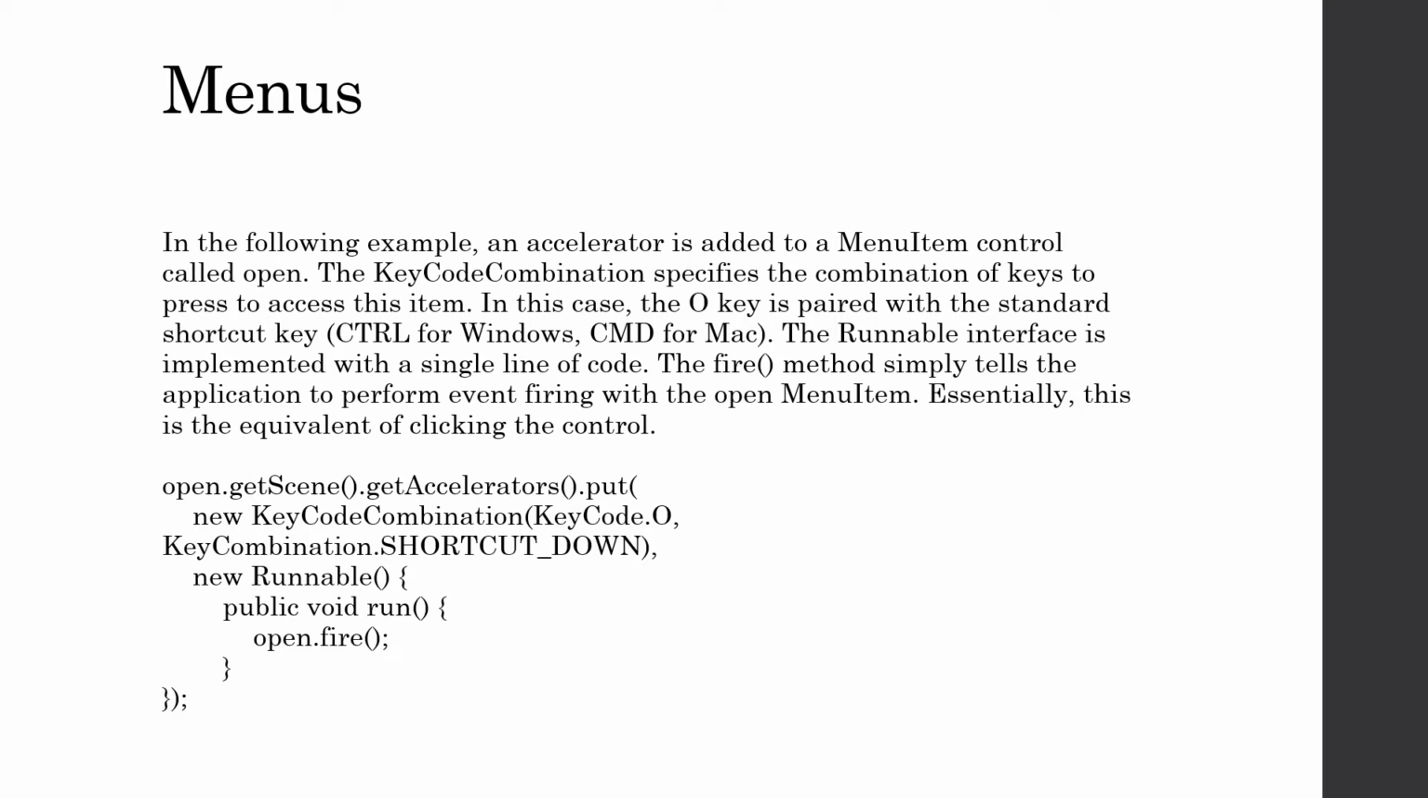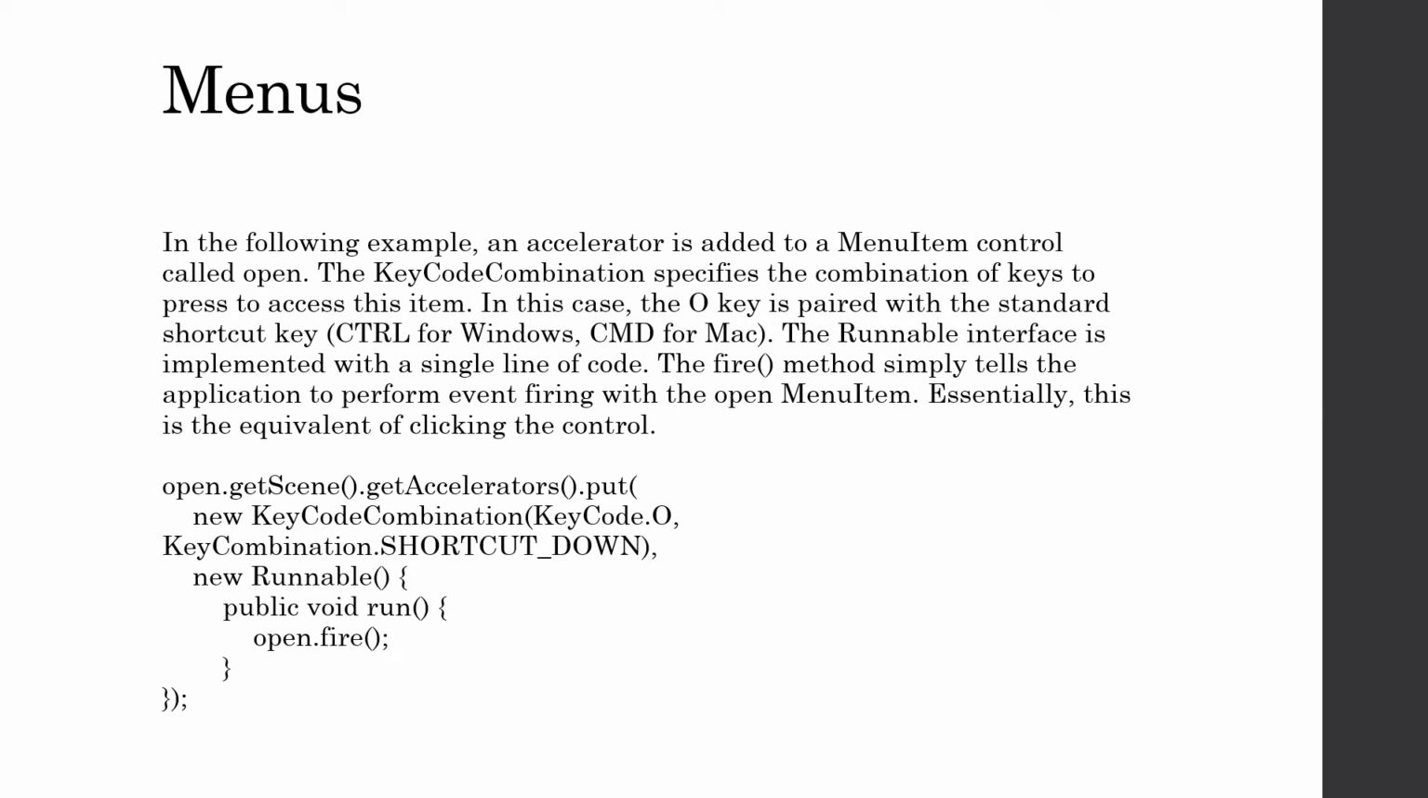And then from there, we also are going to specify what it is that we want this accelerator to do. So that's where this runnable comes in. So the runnable interface is going to be implemented with a single line of code. The fire method simply tells the application to perform event firing with the open menu item. So essentially, this is the equivalent of clicking the control, or in this case, clicking that menu item.